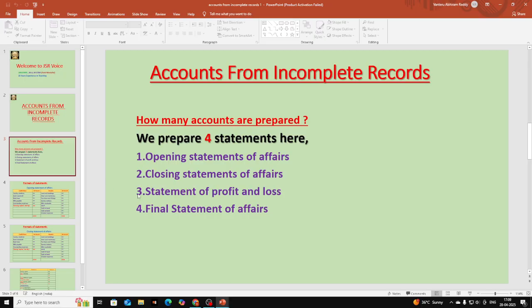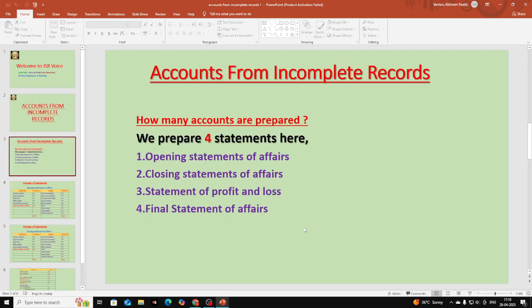And next, third one is statement of profit and loss. So here we are going to prepare statement of profit and loss. This is the third statement. The name itself gives the clue that we are going to find out either profit or loss by preparing this third statement.